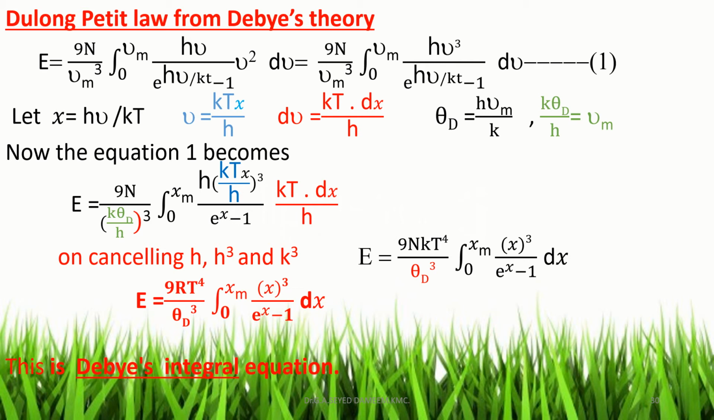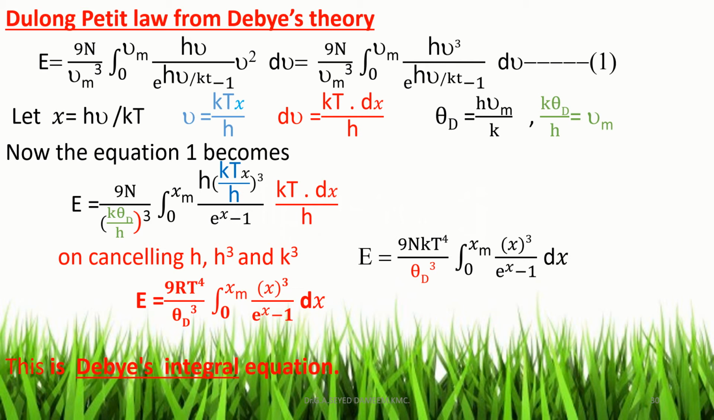Let this equation be 1, and let the value x is equal to hν by kT. Then ν is equal to kTx by h, dν is equal to kT by h dx, and θD is equal to hνm by k, and therefore νm is equal to kθD divided by h. So on substituting hν by kT as x, ν is equal to kTx by h, dν is equal to kT dx by h, and νm as kθD divided by h.